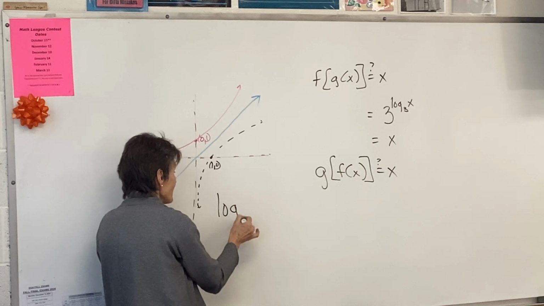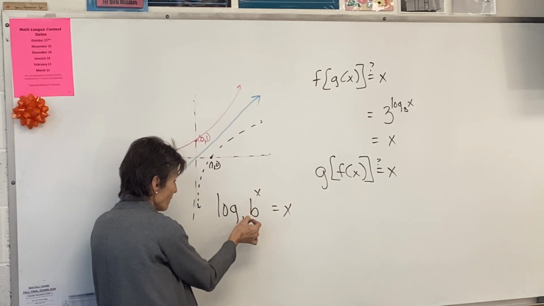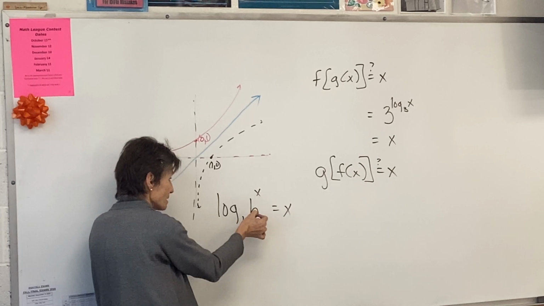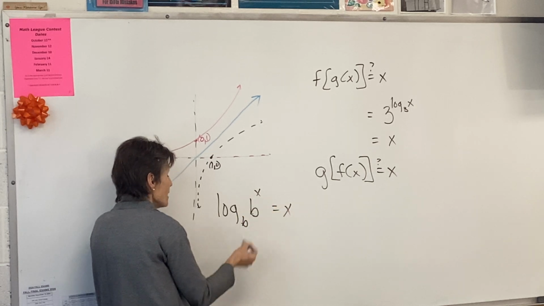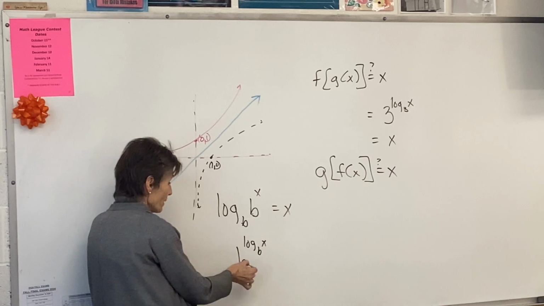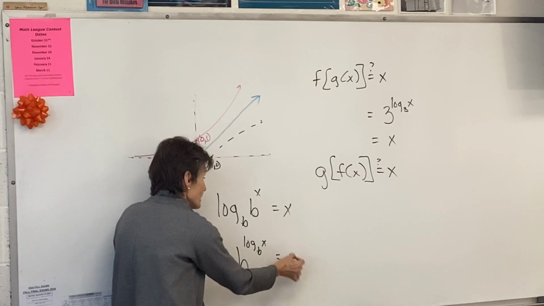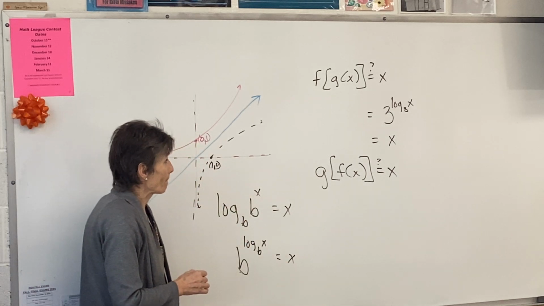It says log base b of b to the x will always be x. When these two numbers match, this is the base of the log, this is the base of the exponent. When those match, it's just x. That can look like this too. When the base of the exponent and the base of the logarithm match, it's just x. Those are properties of logarithms.